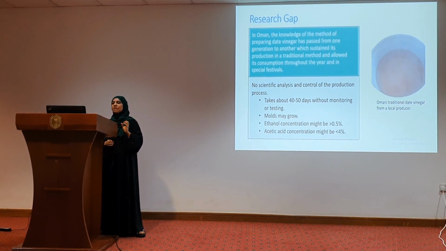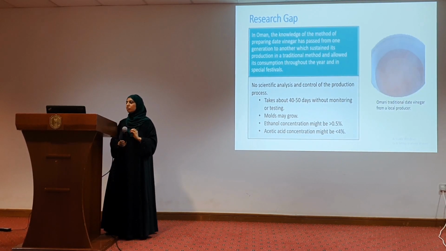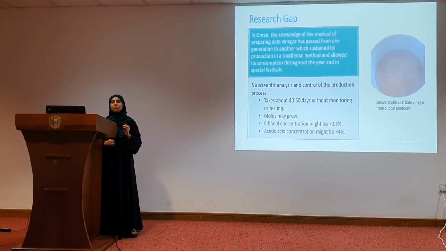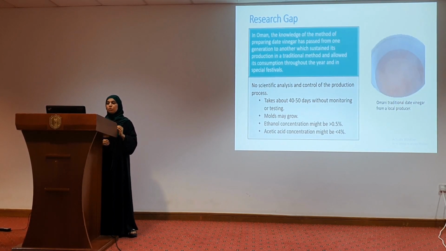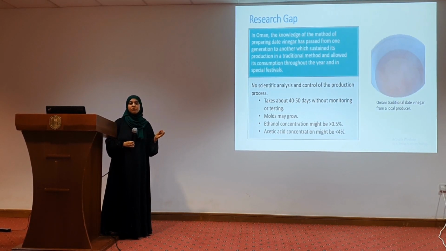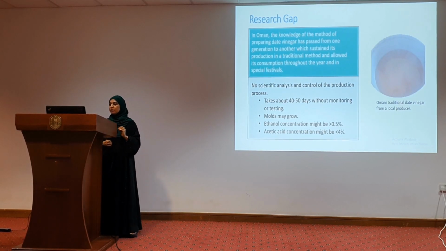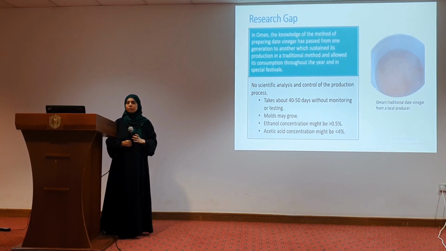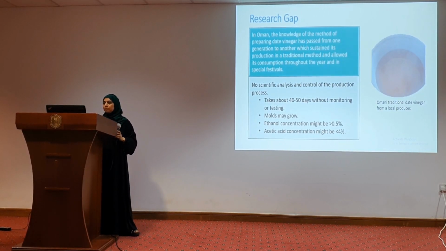So that's the scientific gap that we wanted to know about in our research. Is it meeting the quality and safety requirements or not? Usually the fermentation process, the traditional one, takes about 40 to 50 days for the production of date vinegar. And during this process, sometimes we notice growth of mold and of course the possibility of production of mycotoxin. The ethanol concentration might also not meet the standard, which should be less than 0.5%. And the acetic acid concentration should be not less than 4%. So we wanted to check all of these standards.